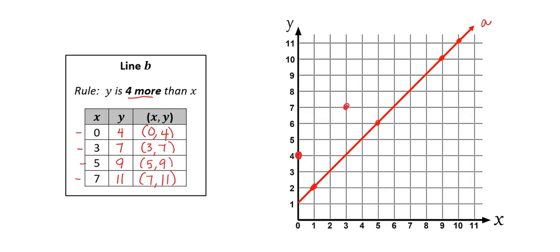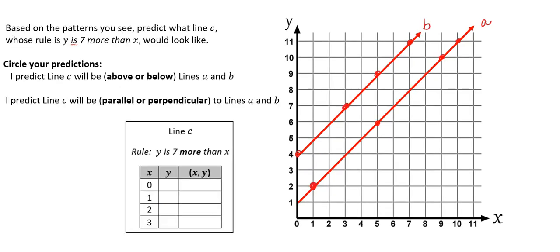The next point is 5, 9, so I'll go over 5 and up 9. And the last point is 7, 11. I'll go over 7 and up 11. And I will connect those points to make line B. In the next section, I have a table for line C, but before I create the line for C, I'm going to make some predictions.